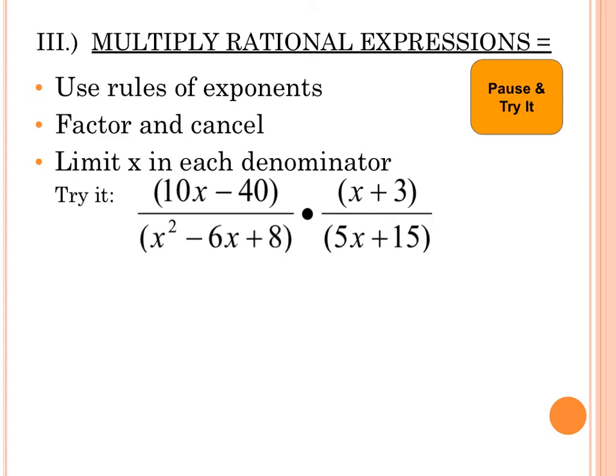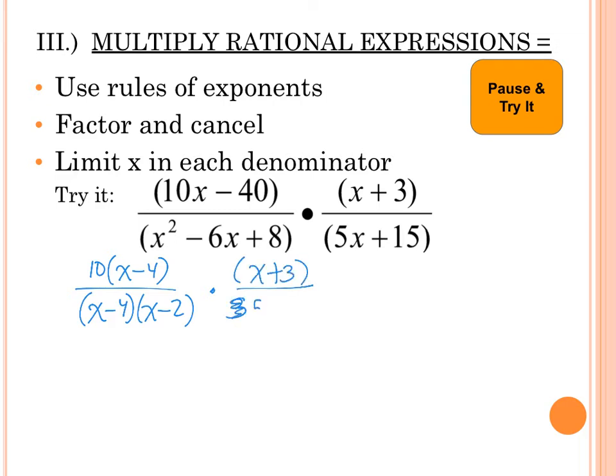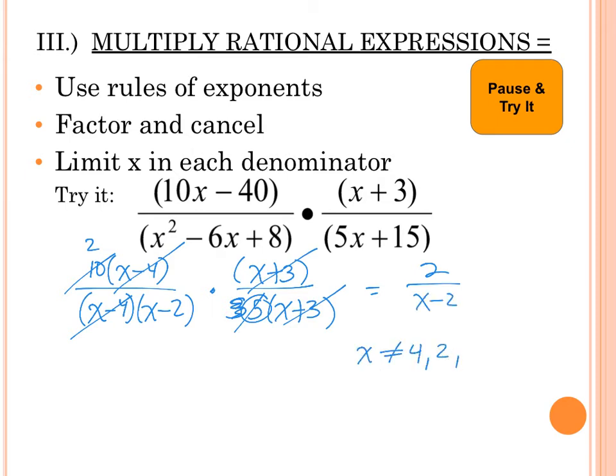Multiplying, go ahead and try this. I'm going to factor out the 10, leaves behind x minus 4. I'm going to factor x minus 4 and x minus 2. Take out a greatest common factor of 5. And we can simplify that. Don't lose that 5. That goes with the 10, so that's 2. So I get 2 that crossed, over x minus 2, where x cannot be 4, 2, or negative 3.